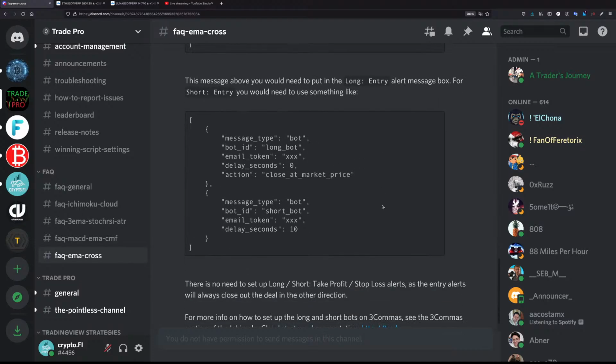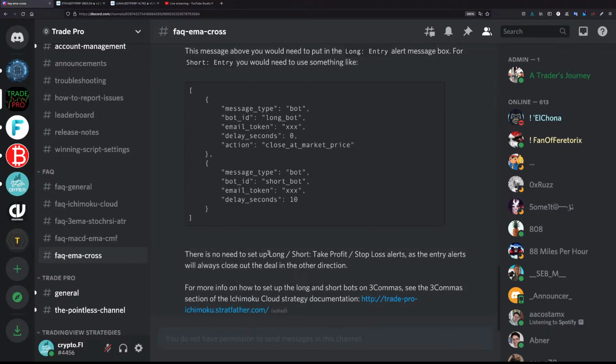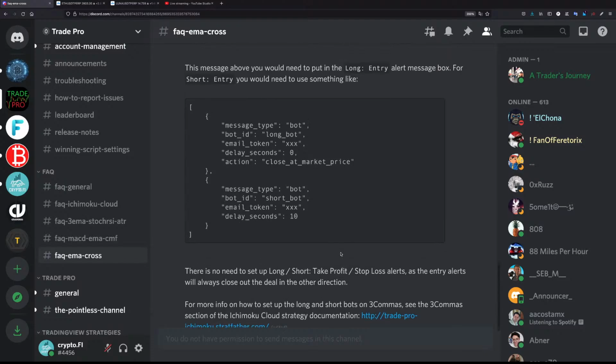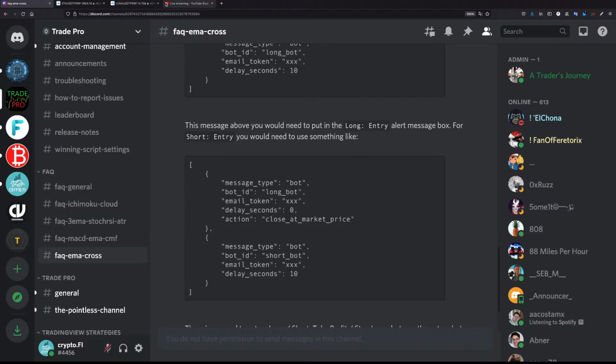Cool. Okay, so this is the code for 3Commas. There is no need to set up long, short, take profit, stop loss alerts, as the entry alert will always close out the deal in the other direction. For more info on how to set up 3Commas, okay.